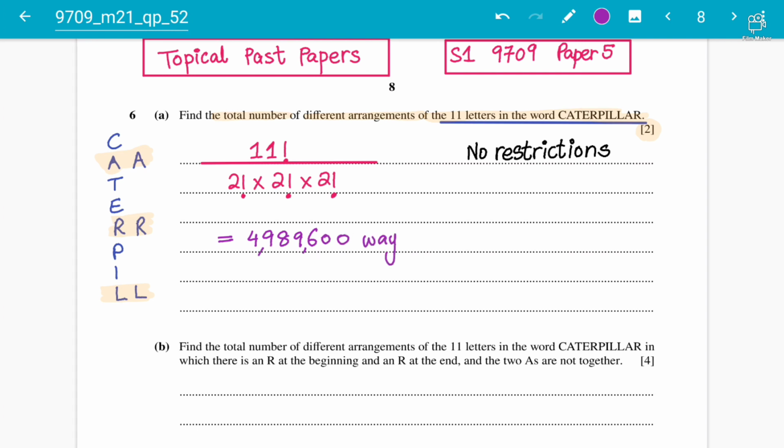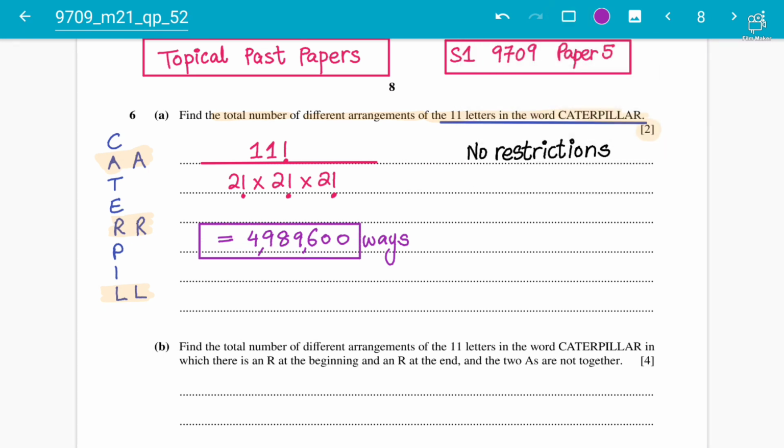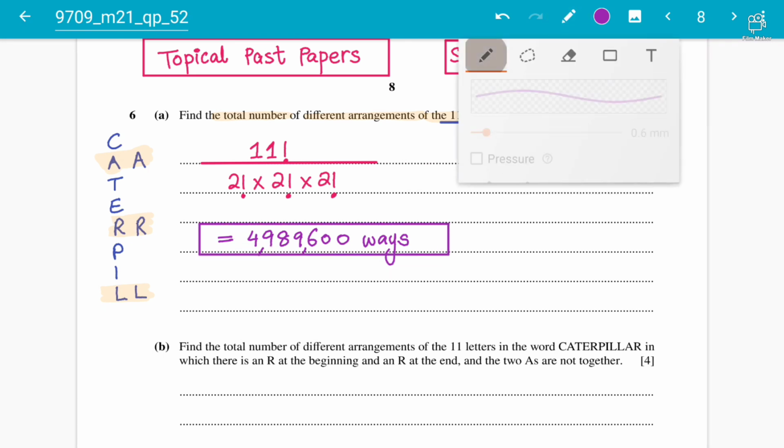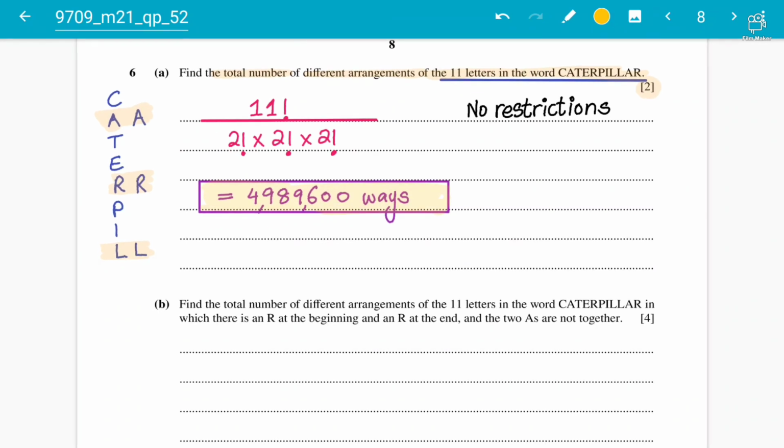These are the ways possible in which you can have a total number of different arrangements of the 11 letters of the word caterpillar without any restrictions. So this is very easy and simple, and you should be able to get full marks without making any mistakes. So part 1 is done. 4989600 is the answer.